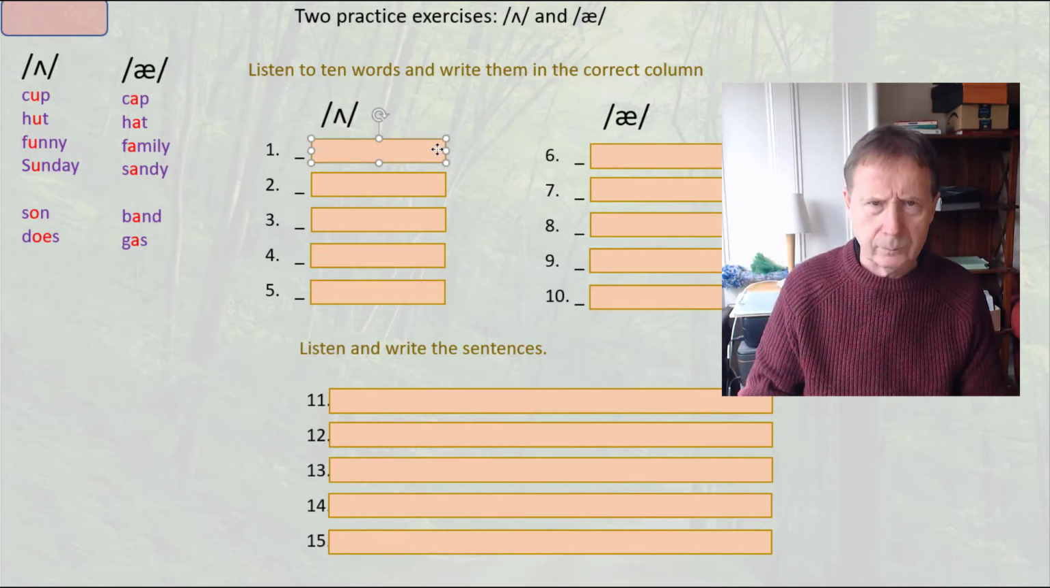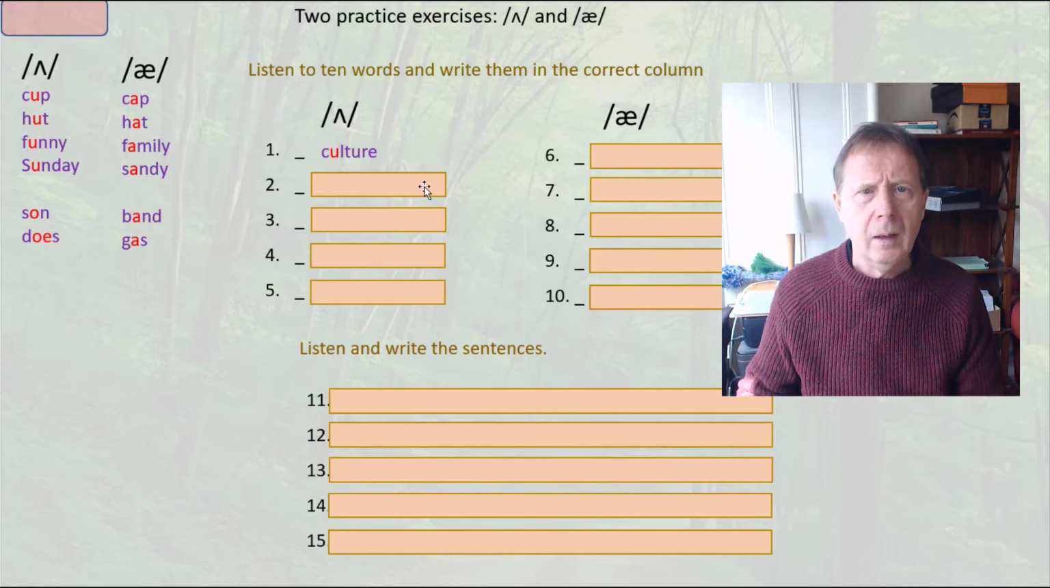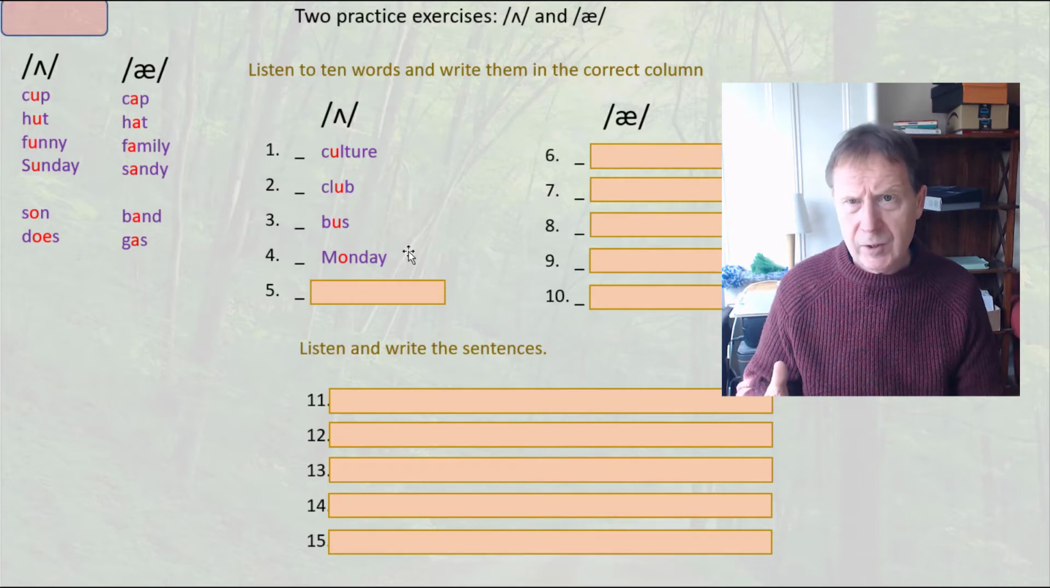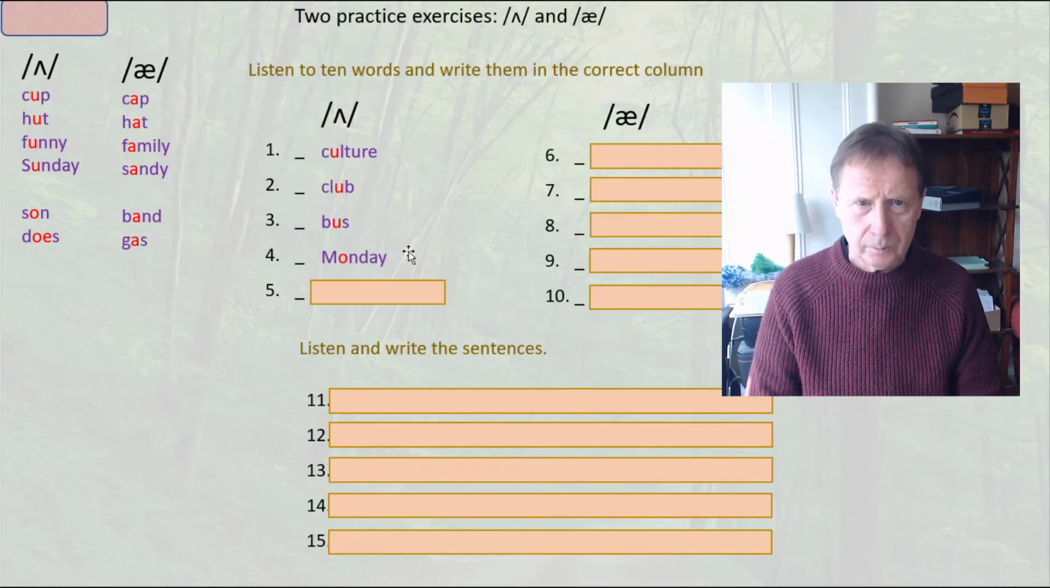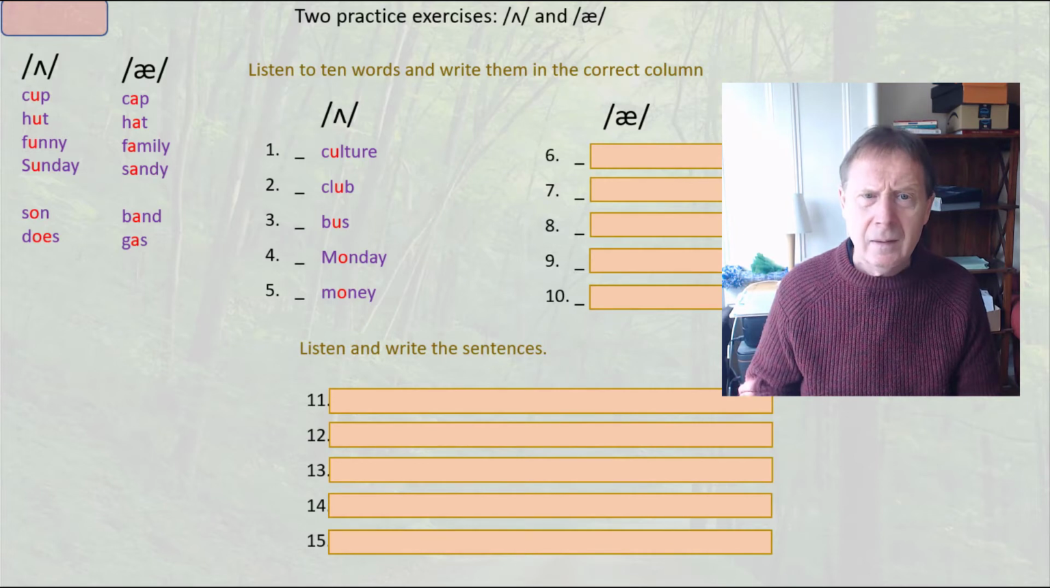Number 1, culture. So there you have the standard spelling U. Number 2, club. Again, spelling with U. Number 3, bus. Number 4, Monday. Now this is the irregular spelling with O, as in Sunday. Monday. Number 5, money. Again, the pronunciation is /ʌ/ and the spelling is irregular, O.